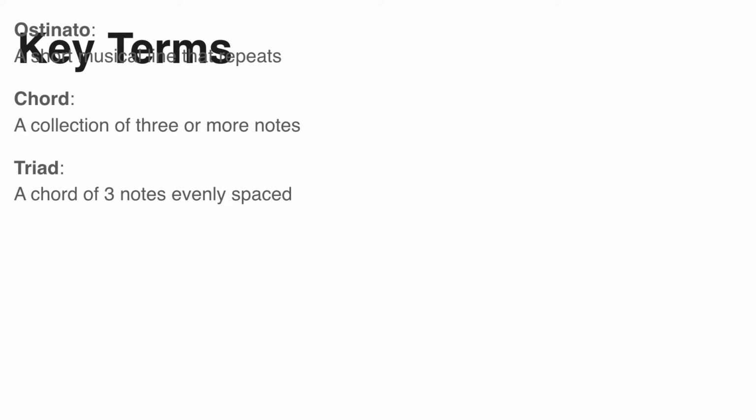And triads are evenly spaced. So this is not a triad. This is not a triad. This is not a triad. This is a triad. The notes are evenly spaced. We're going to talk about really what that means in a bit. But just remember that a triad is a three-note chord. An ostinato is a short musical line that repeats. And a chord is a collection of three or more notes.